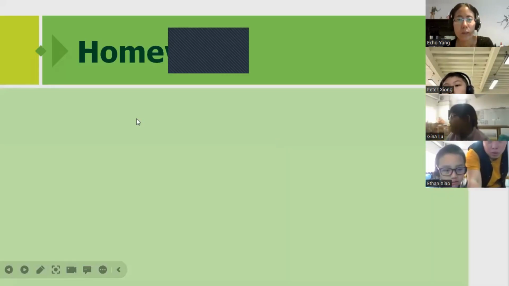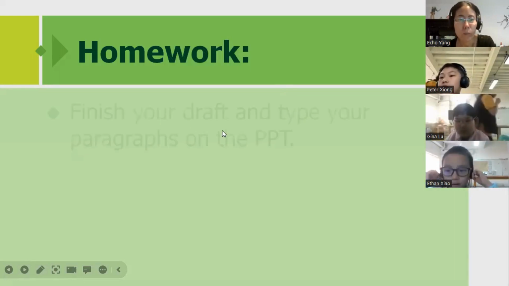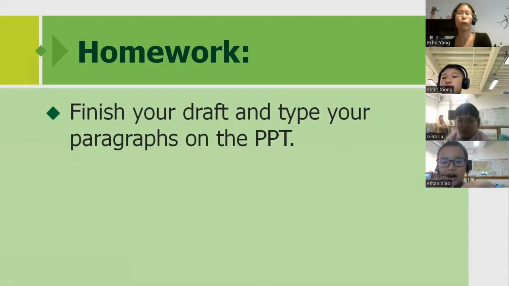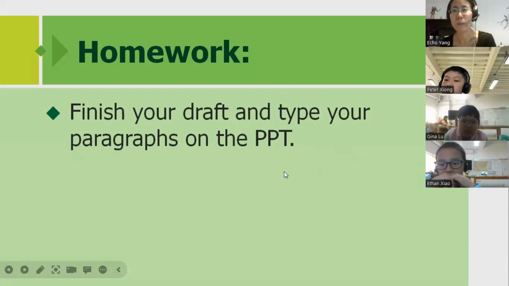So today we are going to continue with lesson 174. We are going to learn to draft. But now let's take a look at the homework you have finished. So this is the homework requirement by Mary May. So you need to finish your draft title, introduction, and then paragraph 1 and paragraph 2, and you're asked to type your paragraphs on the PPT.